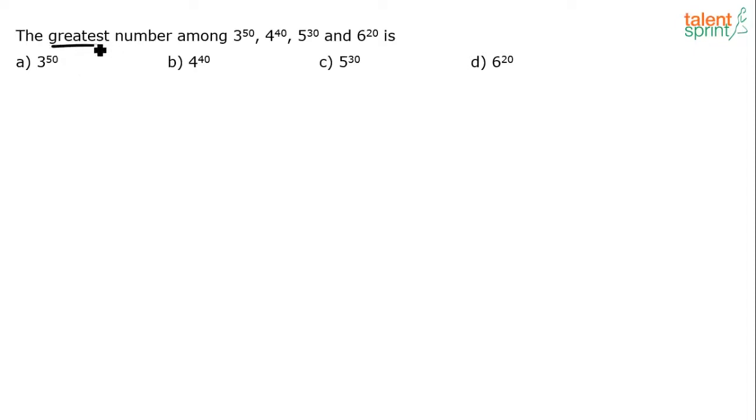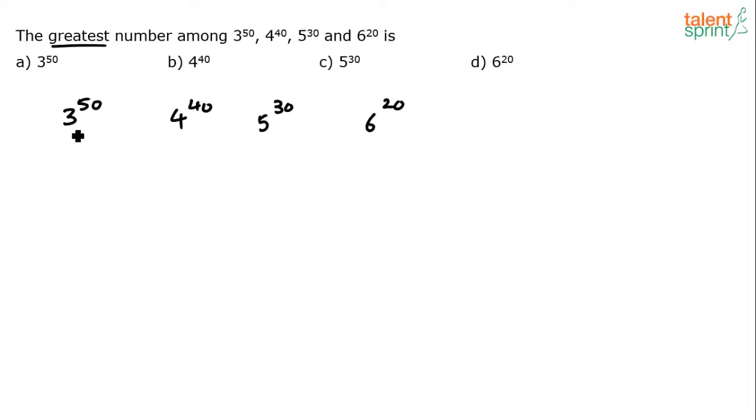He can ask you to find out the greatest number, the smallest number. He can ask you to find out the ascending order of these numbers or the descending order of these numbers. But anything has the same process. Anything that has to be done has to be done using the same process. What do we do? See, 3 power 50, 4 power 40, 5 power 30, 6 power 20.